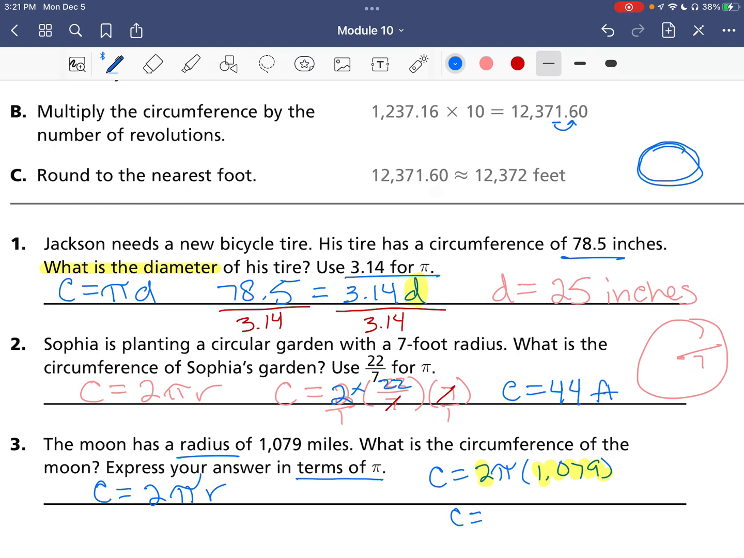So when we multiply 2 times 1,079, we get 2,158 pi miles. So we're not using 3.14, we're not using 22/7. We're keeping it in terms of pi, okay? So that final answer is 2,158 pi miles. Final answer, put it in a box, don't multiply anything else.